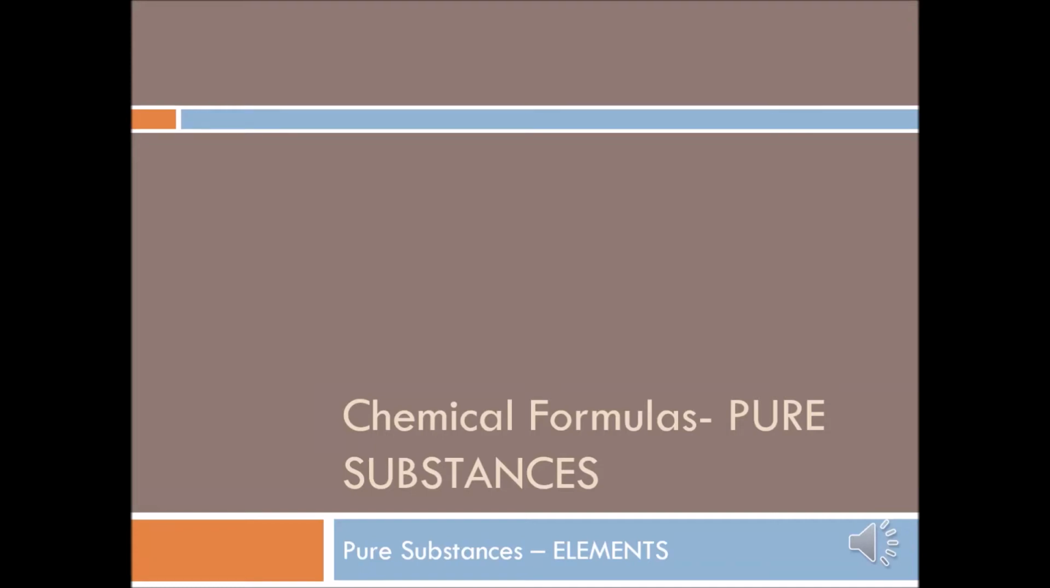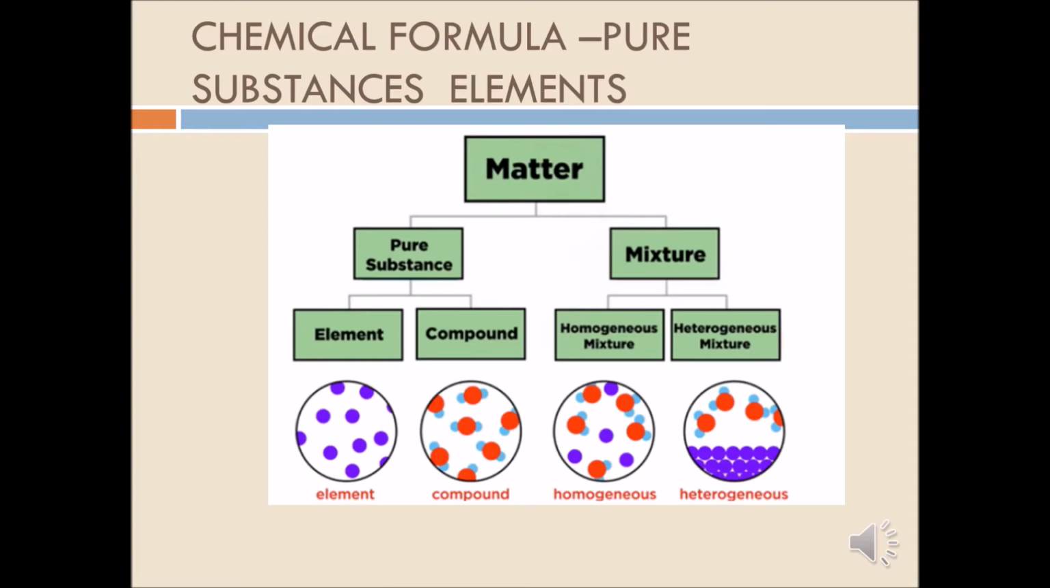Writing chemical formulas for pure substances. The first group of pure substances are the elements. In Module 5, we learned that matter can be grouped into two major groups, pure substances and mixtures. Today we are looking at pure substances, which can further be divided into elements and compounds. We're looking at writing formulas for just elements in this slide.